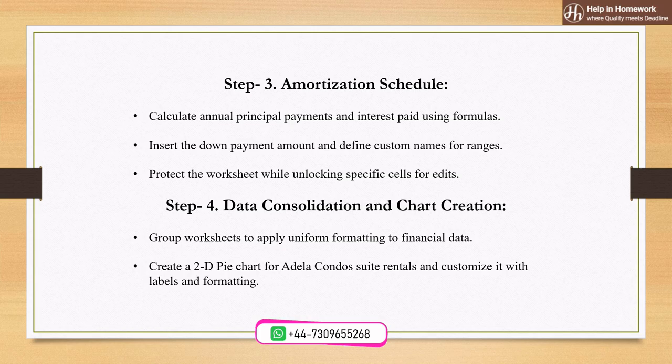Step 3. Amortization Schedule. Calculate annual principal payments and interest paid using formulas. Insert the down payment amount and define custom names for ranges. Protect the worksheet while unlocking specific cells for edits.